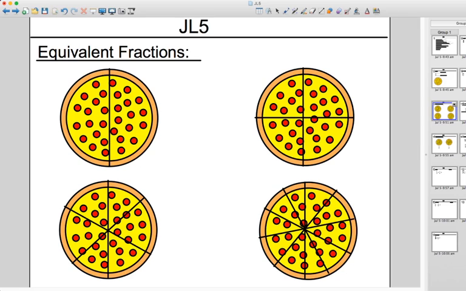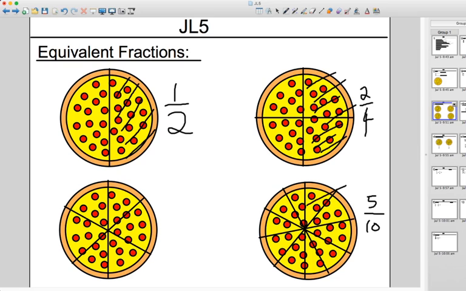So obviously, if you're going to eat 1/2, you'd be eating this. If you're going to eat 2/4, you'll be eating this. 5/10, you're eating this. And 3/6, you're eating this. So again, it comes down to the way you slice it.